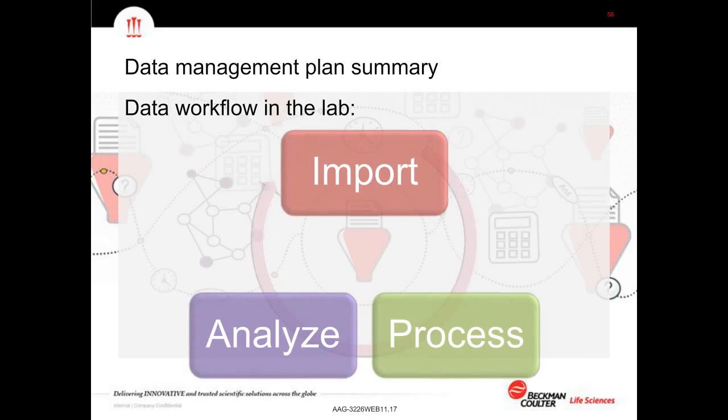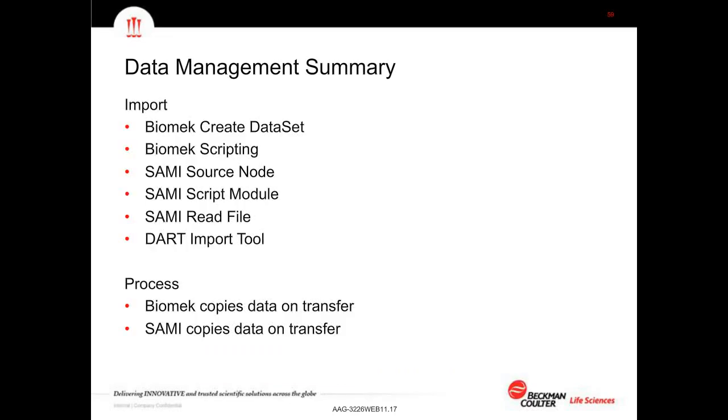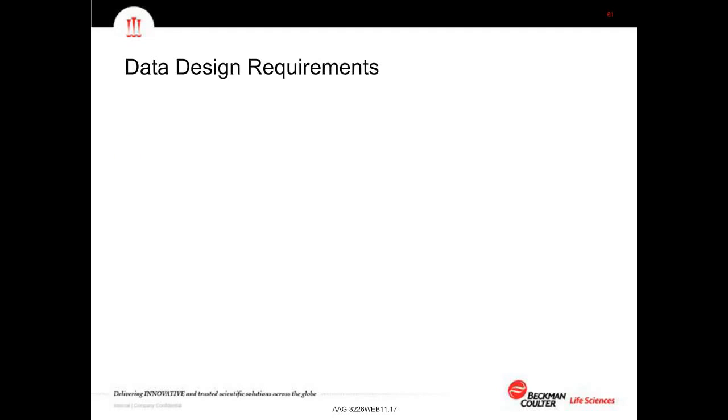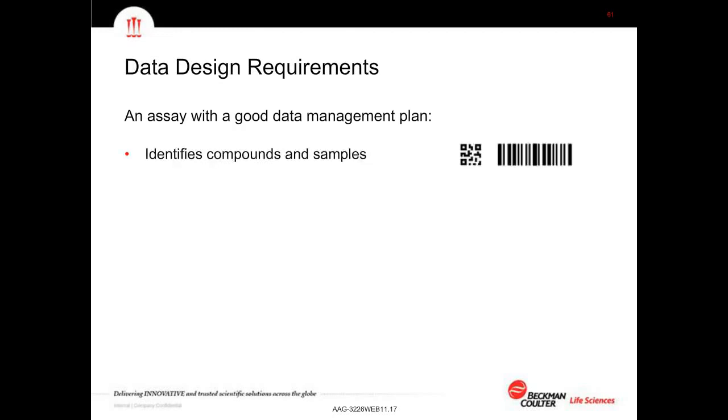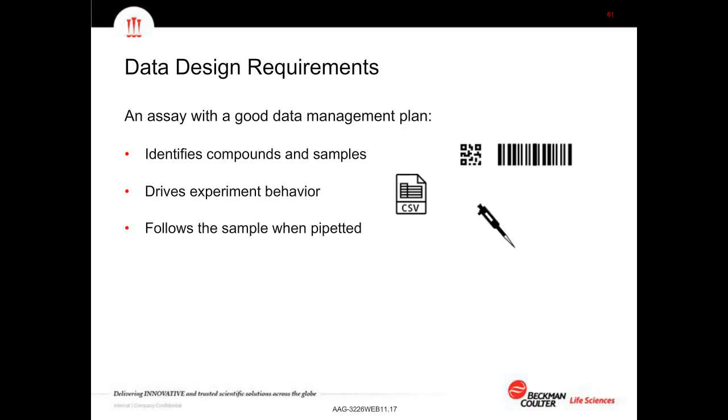And if we follow our data management plan, we'll see that certain characteristics come out. An assay with a good data management plan will identify compounds and samples with identity. Data will drive experiment behavior. Data will flow through the system automatically without needing additional steps to process. It will gather information that's learned, such as from a plate reader, during the process.